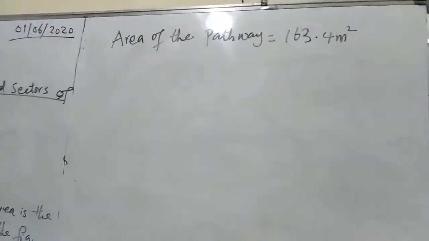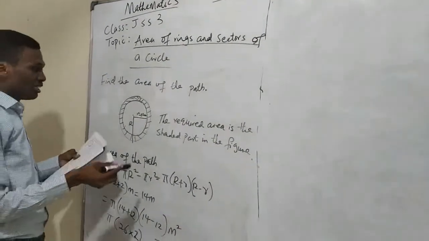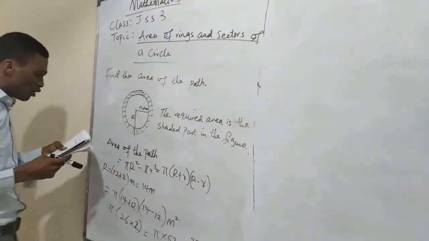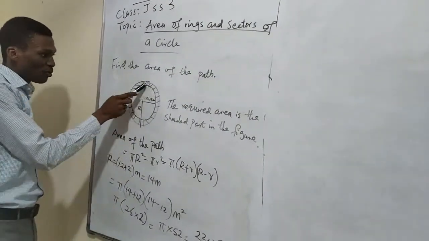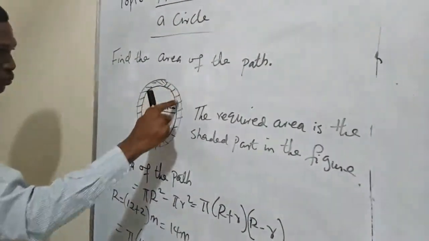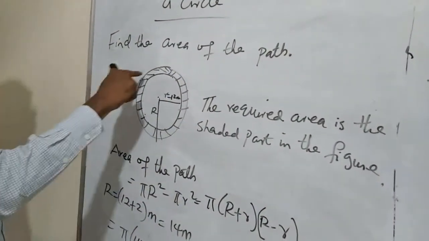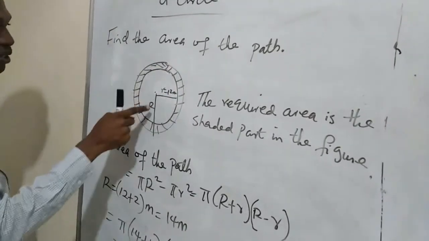Now let's just watch through it again. The circular pond of radius 12 meters is surrounded by a path of width 2 meters. Find the area of the path. We say this is the circular pond. The small circle represents the circular pond, and we say it is surrounded by a pathway of width 2 meters. So the radius of our circular pond is 12 meters.